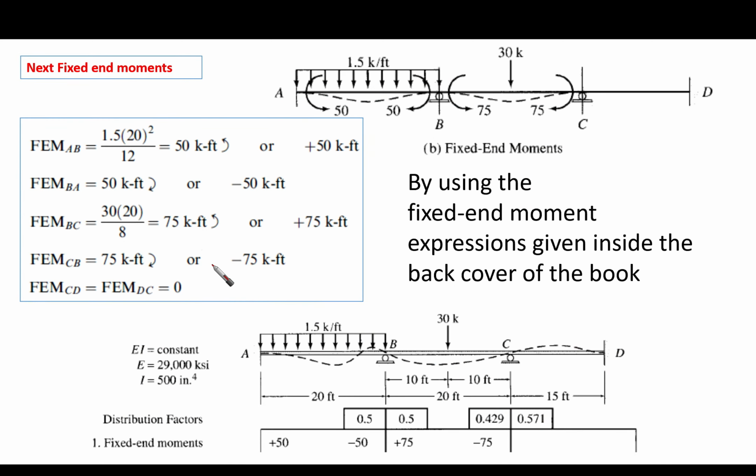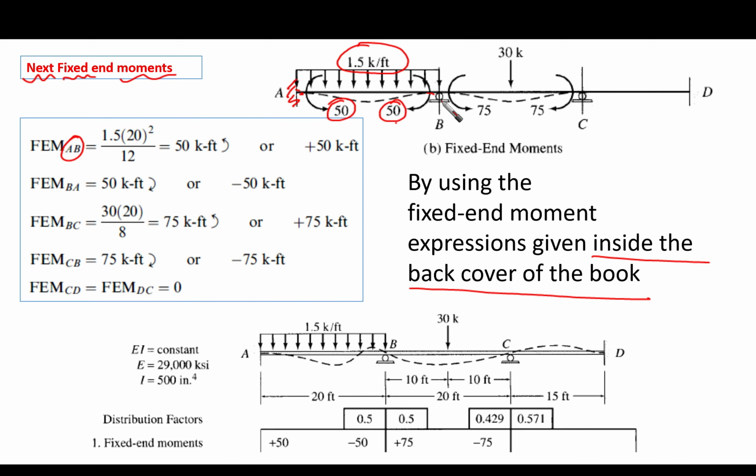Let's go to the next step, which is to find the fixed end moments. How are we going to find them? It's very easy. From the back, as we said, inside the back cover of the book, you're going to find a span with distributed load 1.5. So the fixed end moments here are going to be 50 here and 50 here, clockwise and counterclockwise. So this is from the back cover for member AB. We can find these two end moments.